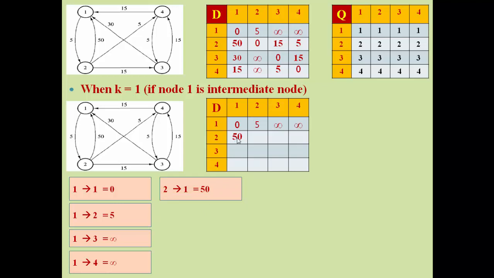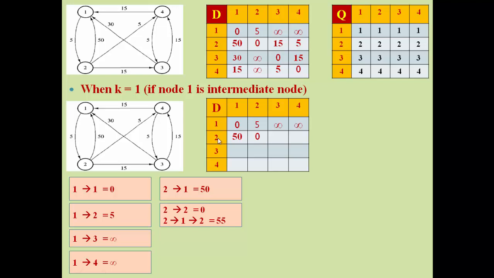Then 2 to 2, this is the self node, so definitely your answer will be 0, but we have to consider 1 as an intermediate node. So 2 to 1 and 1 to 2, another path is also available. If we consider the 2 to 2 direct path, then it is 0, but if we consider 1 as an intermediate node, then the 2 to 1 and 1 to 2 path is also available, and the length is 55. Among these two, which one is minimum? Definitely 0, so we have to put 0 there.